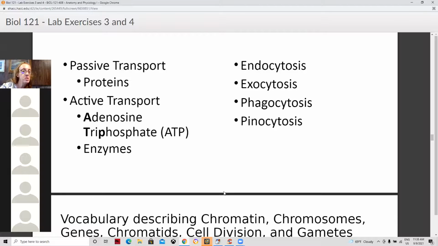Active transport is when we force it to move a certain way using ATP, adenosine triphosphate. We'll talk more about what that is in chapter 2, which we'll cover in lecture on Tuesday. Enzymes also require ATP to perform their catalytic function. They catalyze reactions, making them run faster.